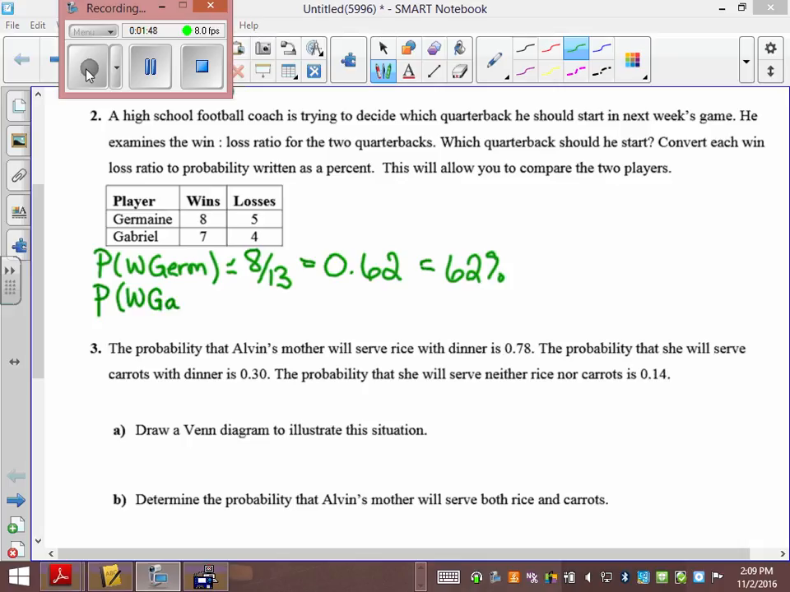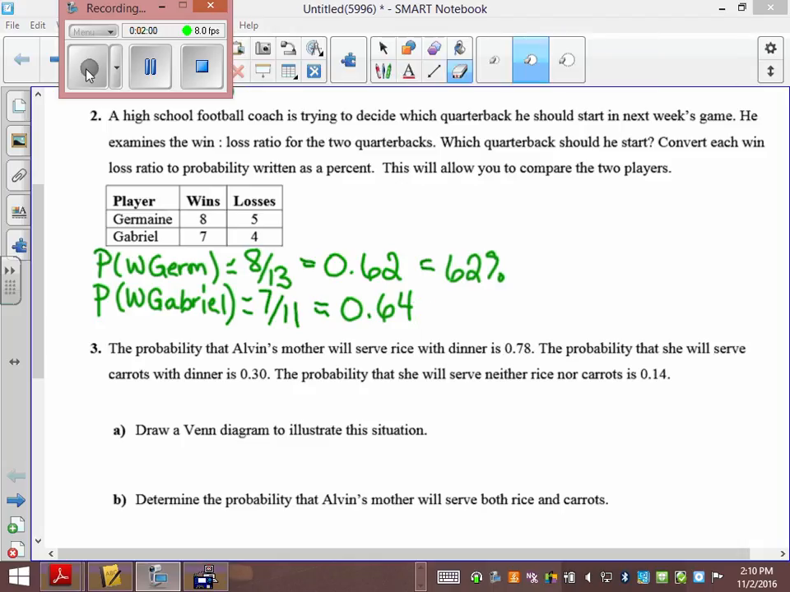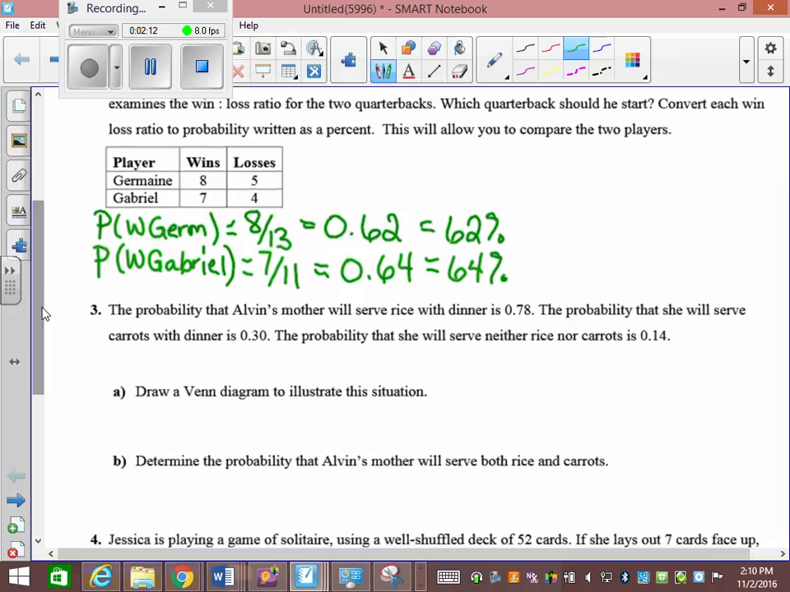Probability of win, Gabriel, is 7 out of 11, which is 0.64, or 64%. For those of you who put 63, stop. Look, decide you should round up and undo what you did, because 63 is not correct. So Gabriel is the answer. So if you were marking this.